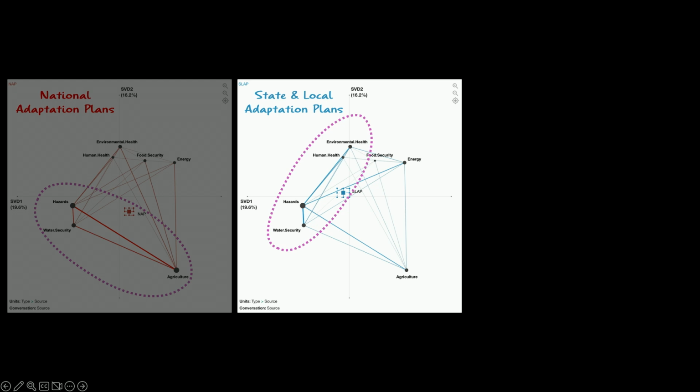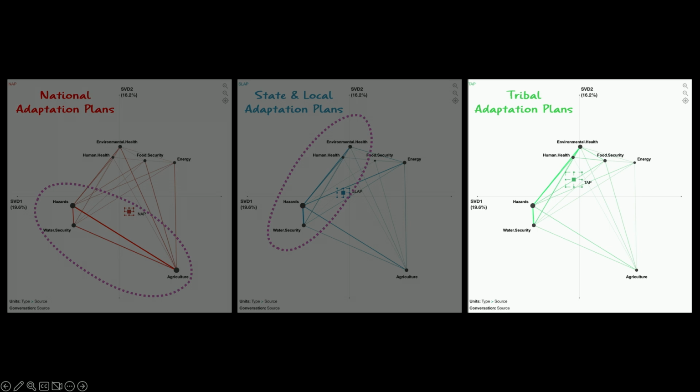And if we look at tribal plans that are produced by tribal governments or other recognized tribal organizations, we see they're a little more similar to the kind of state and local plans, which makes sense because the scale is a little more similar there. But one thing we see is actually even stronger connections to food security in particular in tribal plans.